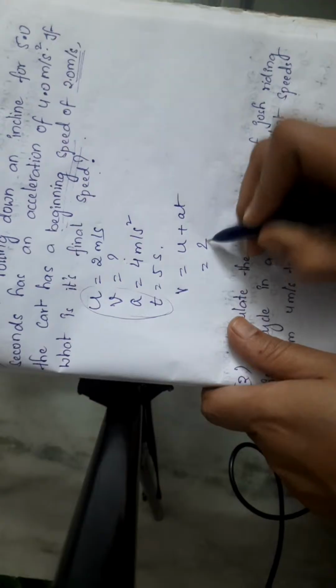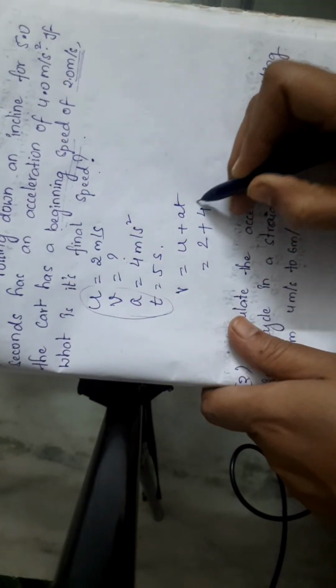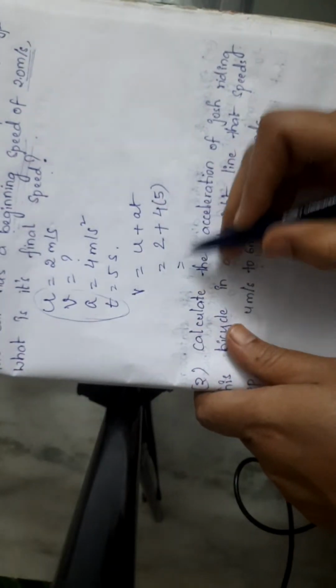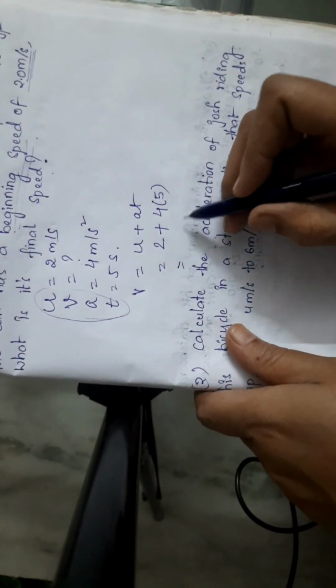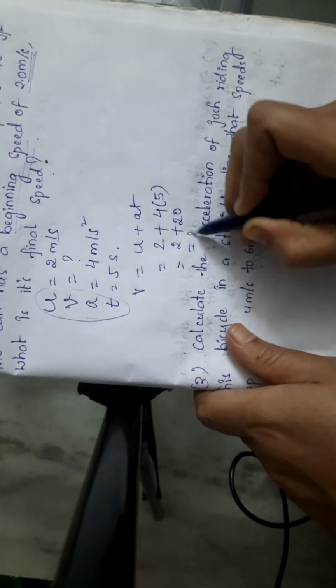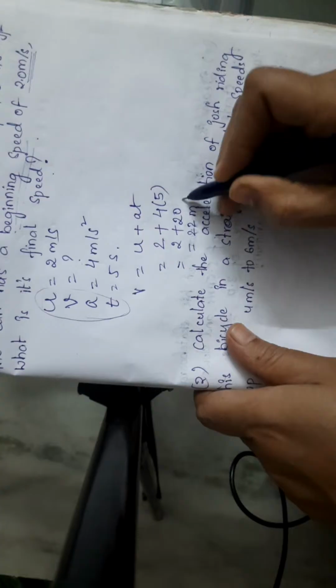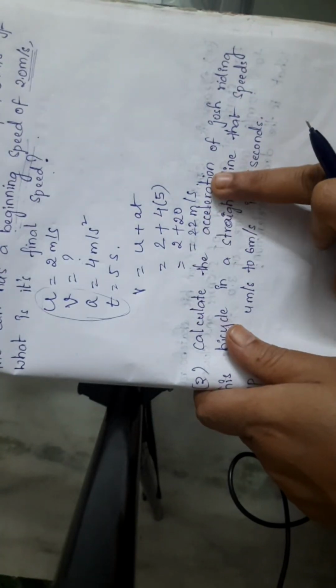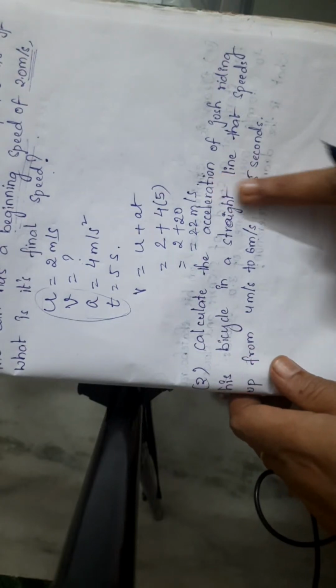Here u is 2, acceleration is 4, time is 5. So this kind of question is quite easy. Simply by the equation you can find it out. 2 plus 4 5s are 20. Thus the final answer is 22 meter per second. As we are calculating velocity, the unit is meter per second.